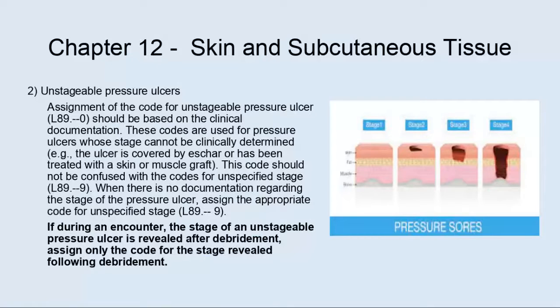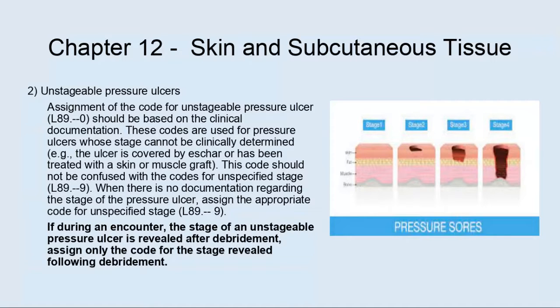Okay, another change was made to Chapter 12, Skin and Subcutaneous Tissue. The guidelines for unstageable pressure ulcers have been clarified. I don't know if this is, it's kind of sort of a change. So they talk about unstageable pressure ulcers, and this of course is an ulcer that is covered by eschar or been treated with a graft, something like that.